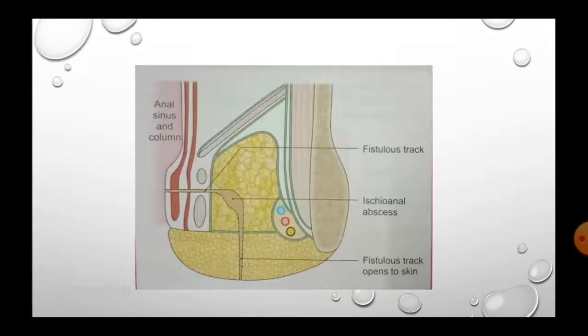Hope you understood. This is a diagram showing the anorectal fistula bursting internally into the anal canal of the rectum and externally to the perineum.